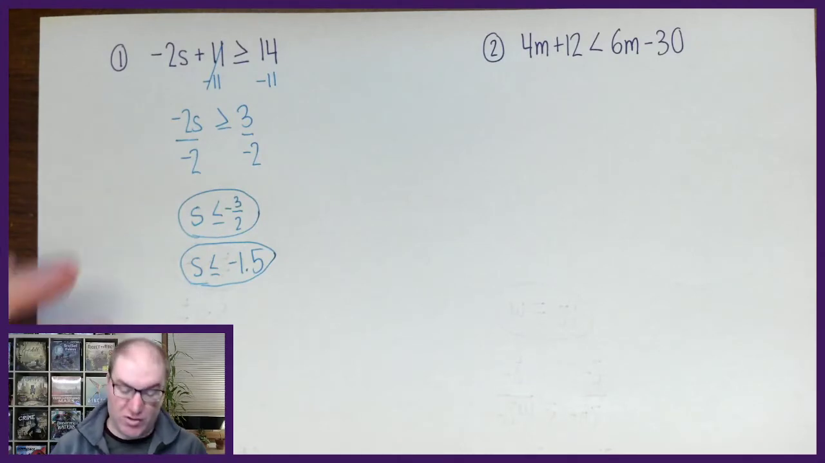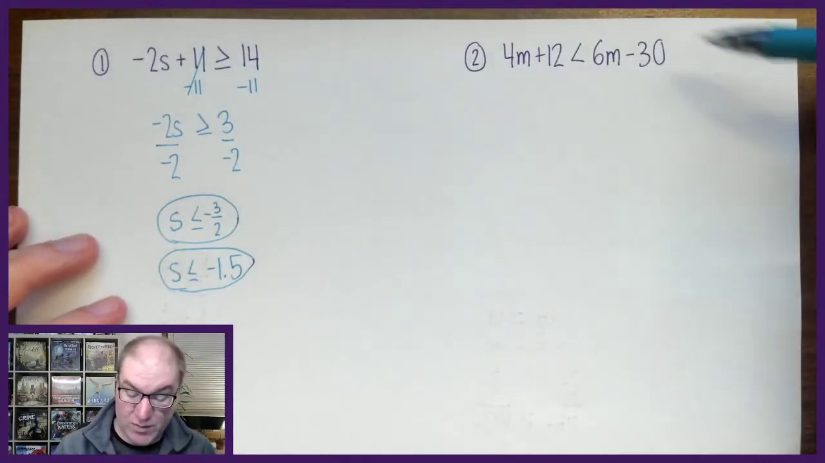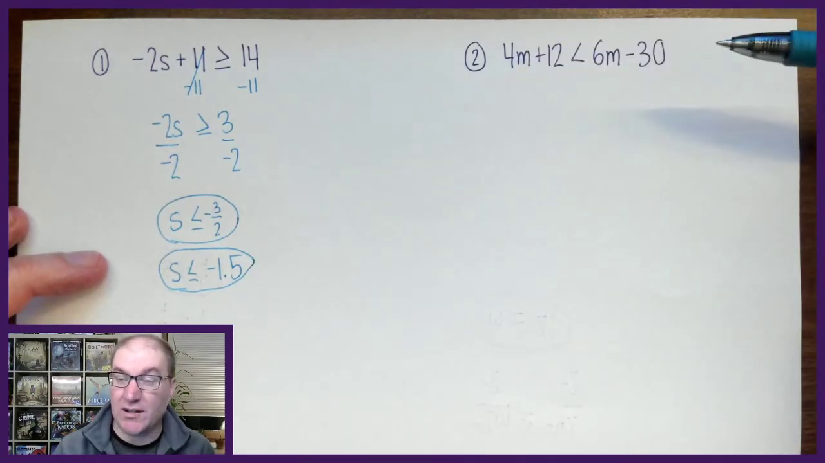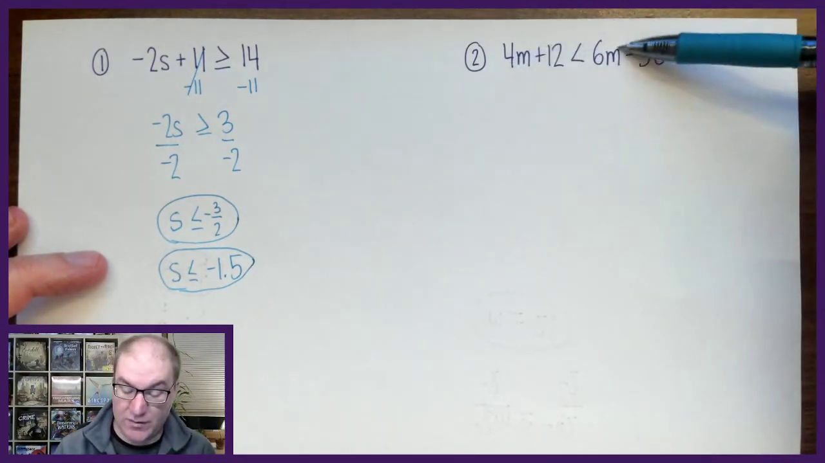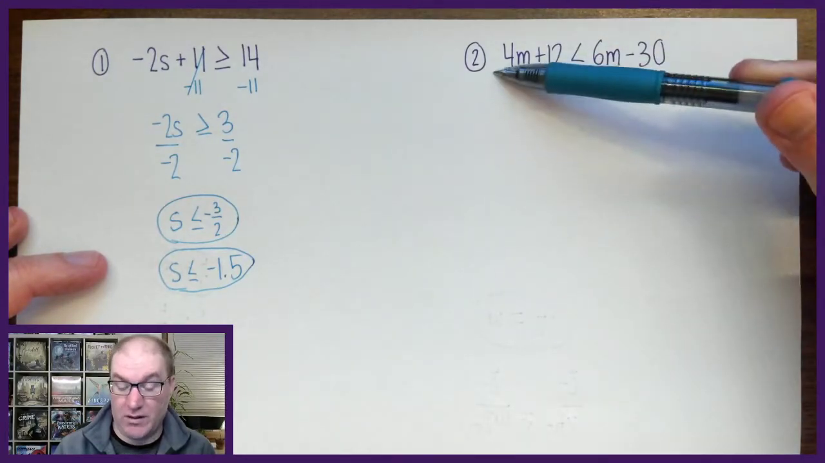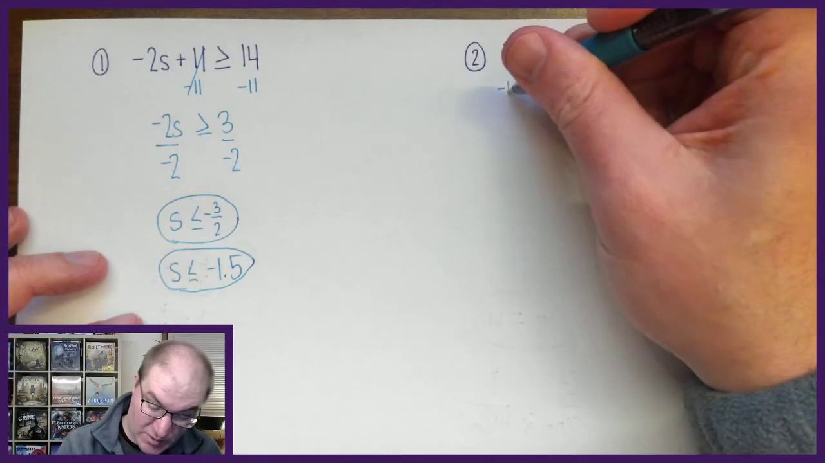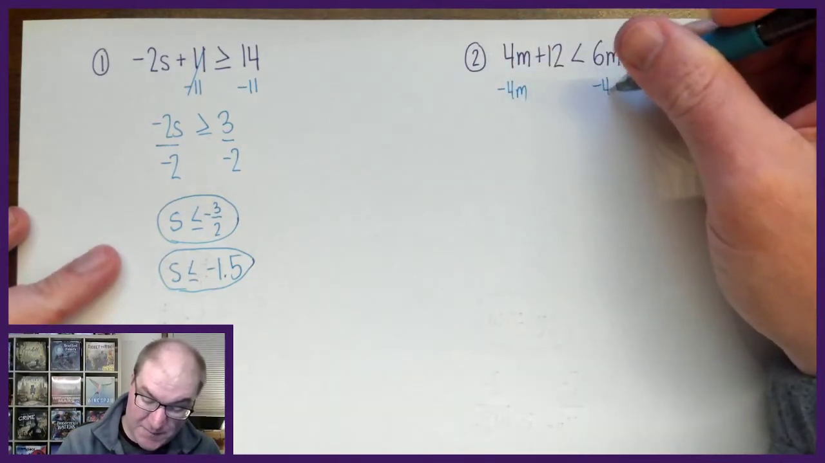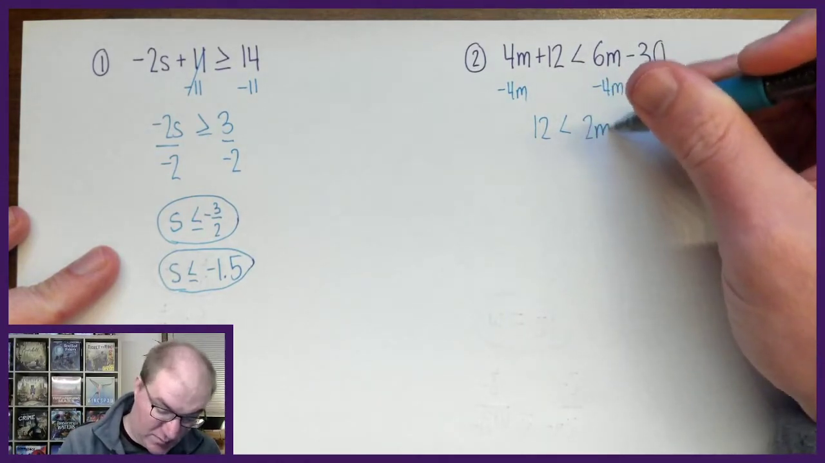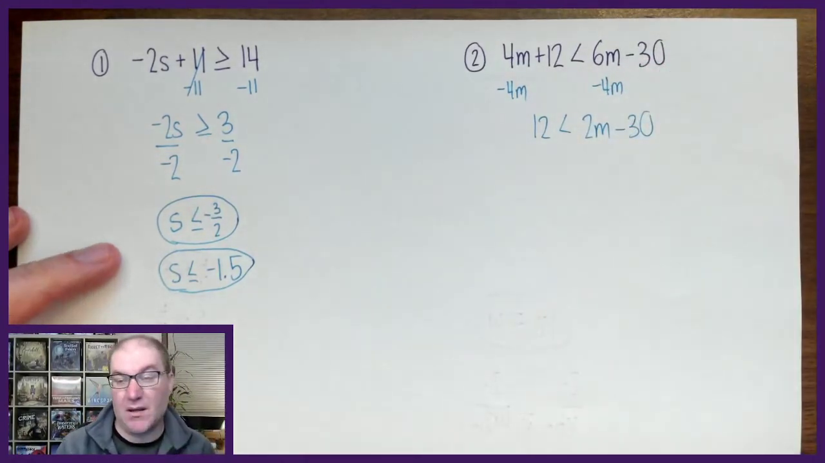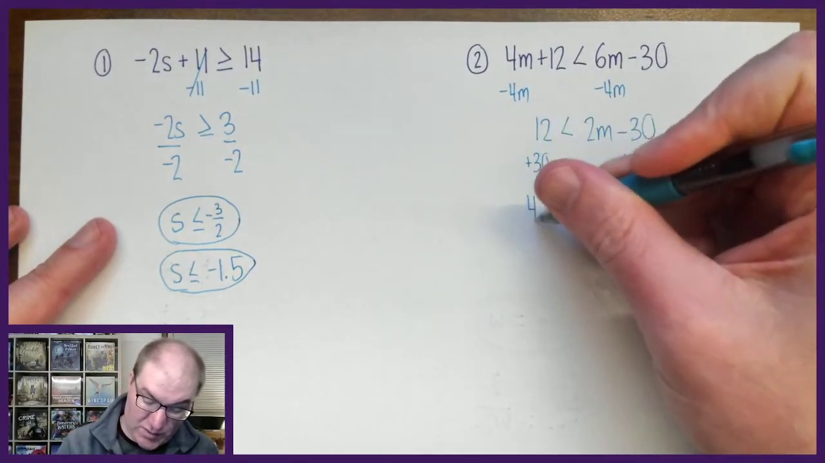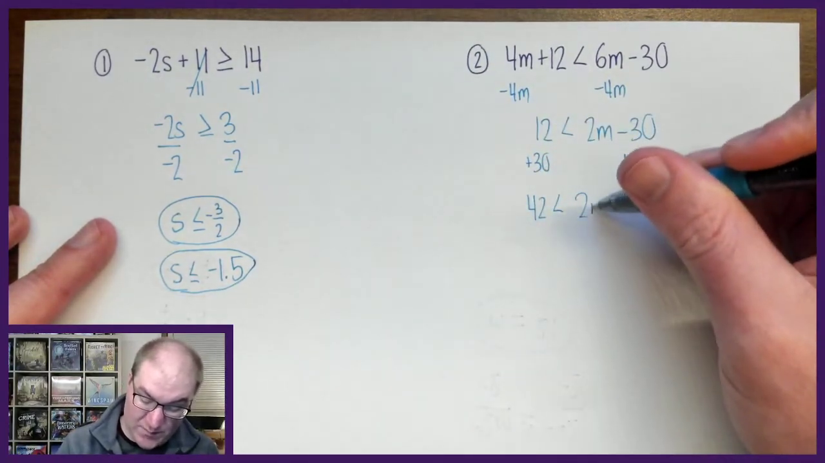All right. Question number 2. 4m plus 12 is less than 6m minus 30. Now, just like equations, when you have inequalities with variables on both sides, you should start by moving all the variables to one side. So I'm going to do minus 4m to both sides. And I'm going to get 12 is less than 2m minus 30. And then I'm going to do plus 30 to both sides. And get 42 is less than 2m.